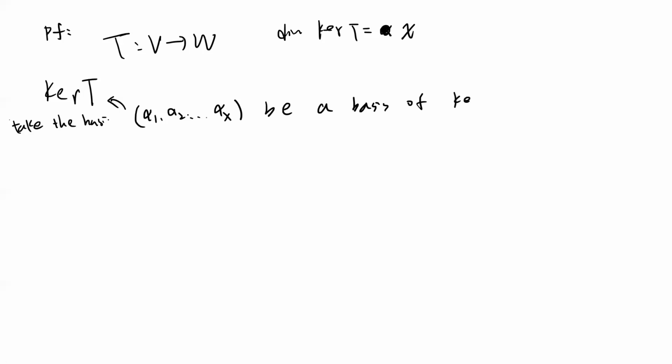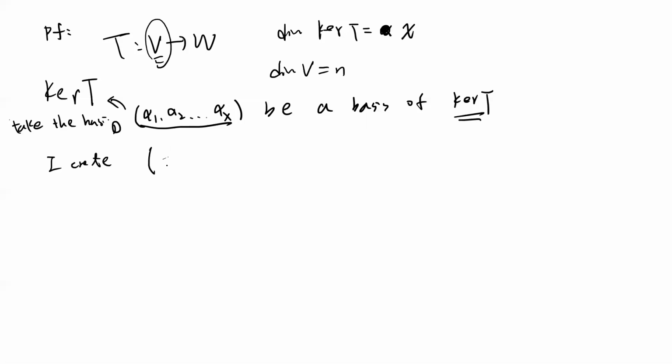So basis means that the kernel of T is spanned by alpha 1 to alpha x, and they are all linearly independent. This is the definition. The second step is to create the rest, because I know that the dimension of V, let's denote it to be n. So I can create another n minus x vectors to make a basis of V.